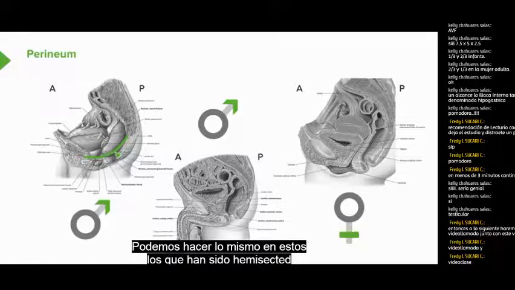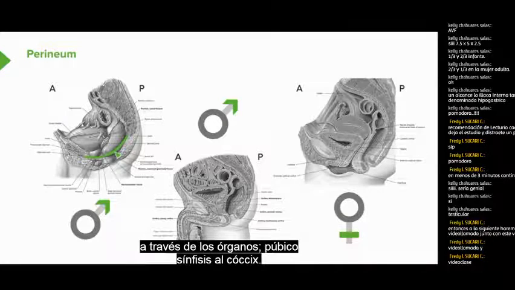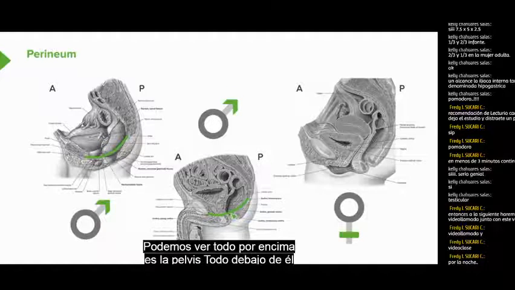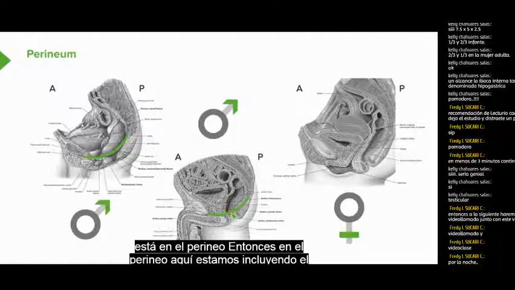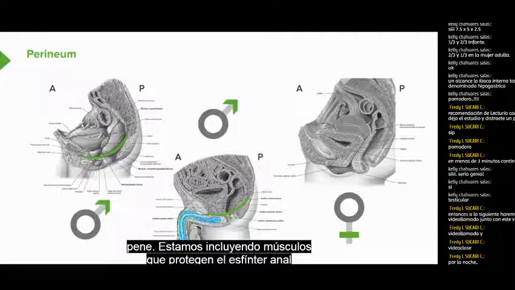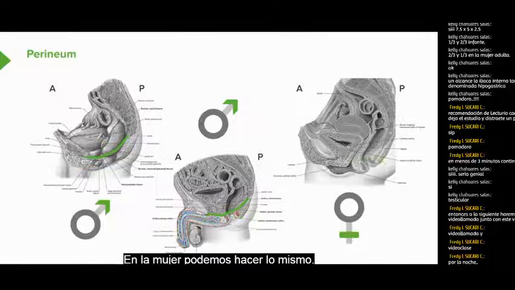We can do the same on these ones which have been hemisected through the organs. Pubic symphysis to the coccyx. We can see everything above it is in the pelvis, everything below it is in the perineum. So in the perineum here, we're including the penis. We're including muscles that guard the anal sphincter. In the female, we can do the same.